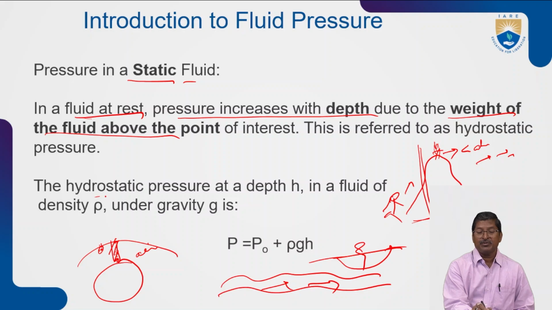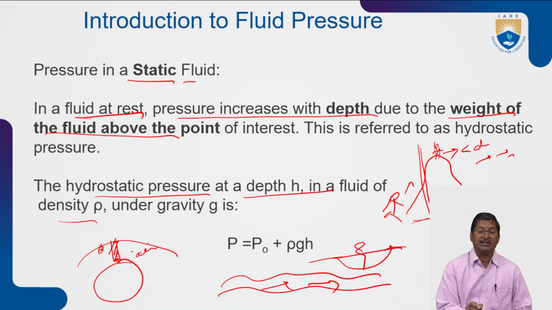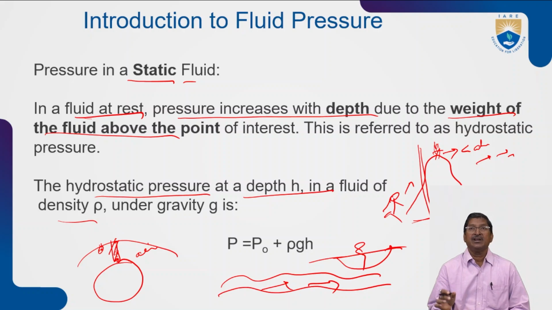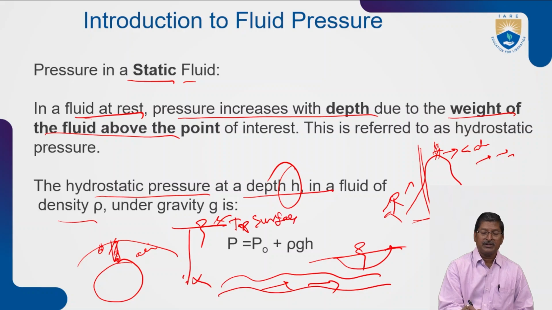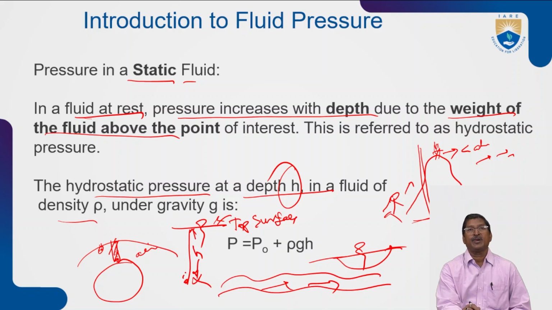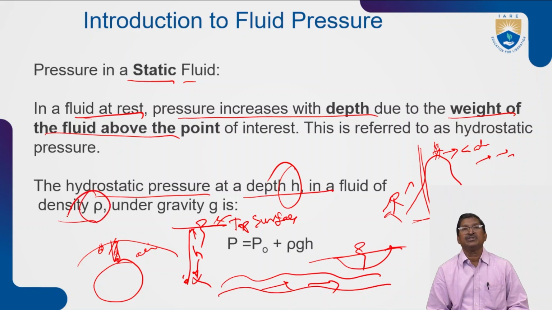Here, hydrostatic pressure at a depth h in a fluid of density rho. See, different things are there. Hydrostatic pressure means the fluid is at rest. The fluid which is not moving exerts some pressure, which is called hydrostatic pressure. Depth h means from the top surface of the fluid to a certain depth. So this is the top surface, then at a particular point, this is called depth. And rho is the density.